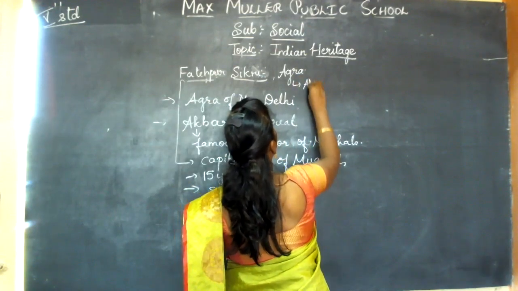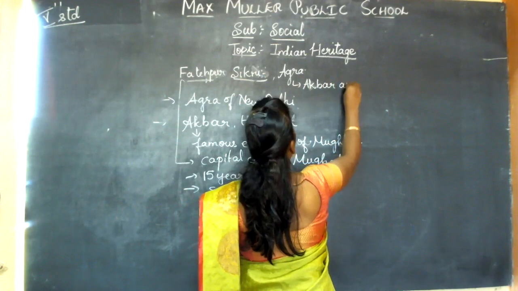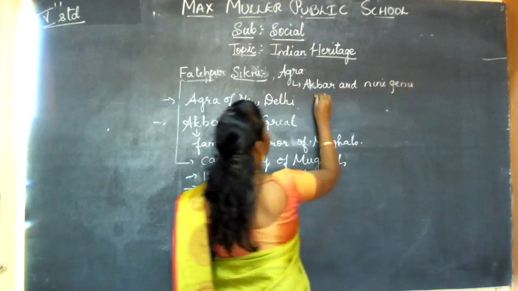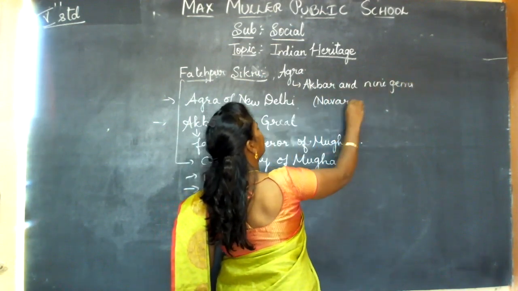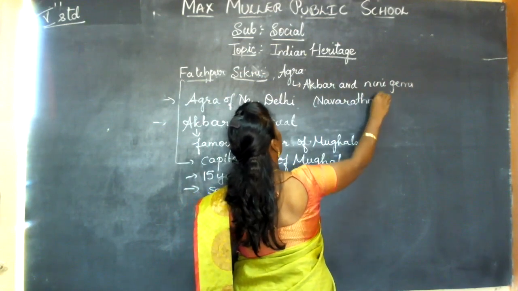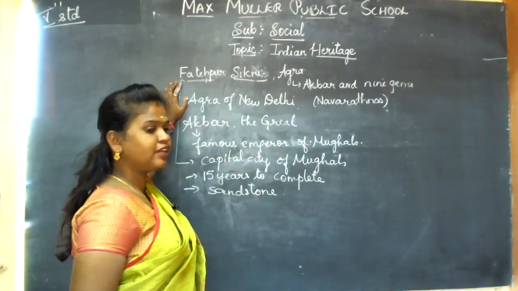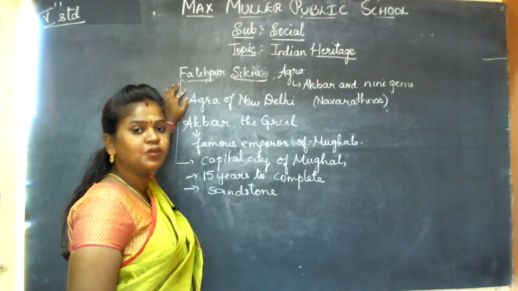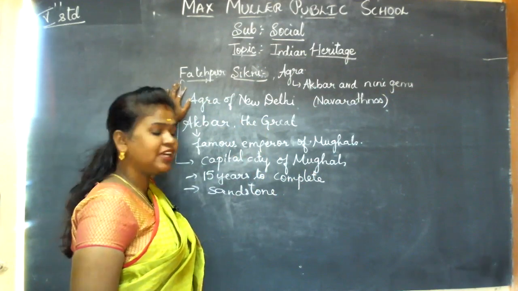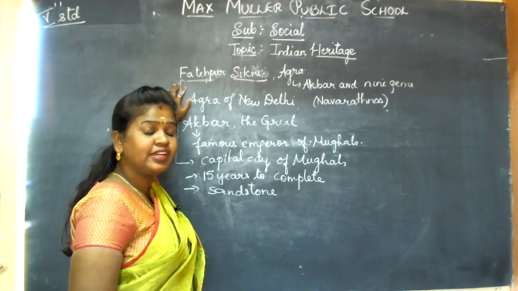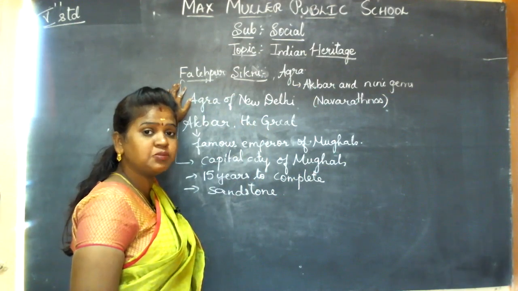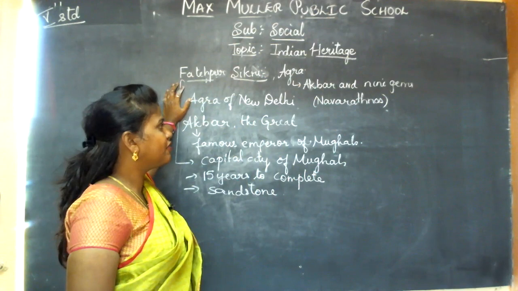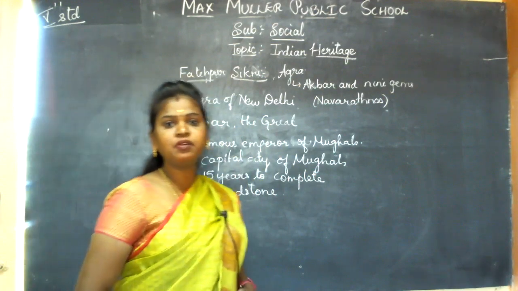And in this place, Akbar and his 9 gems lived. The 9 gems are also known as Navaratnas. So Fatehpur Sikri was a home or residence of the Mughal emperors, and it was also the capital city of the Mughals. In this place, Akbar and his 9 gems, or Navaratnas, lived in Fatehpur Sikri.